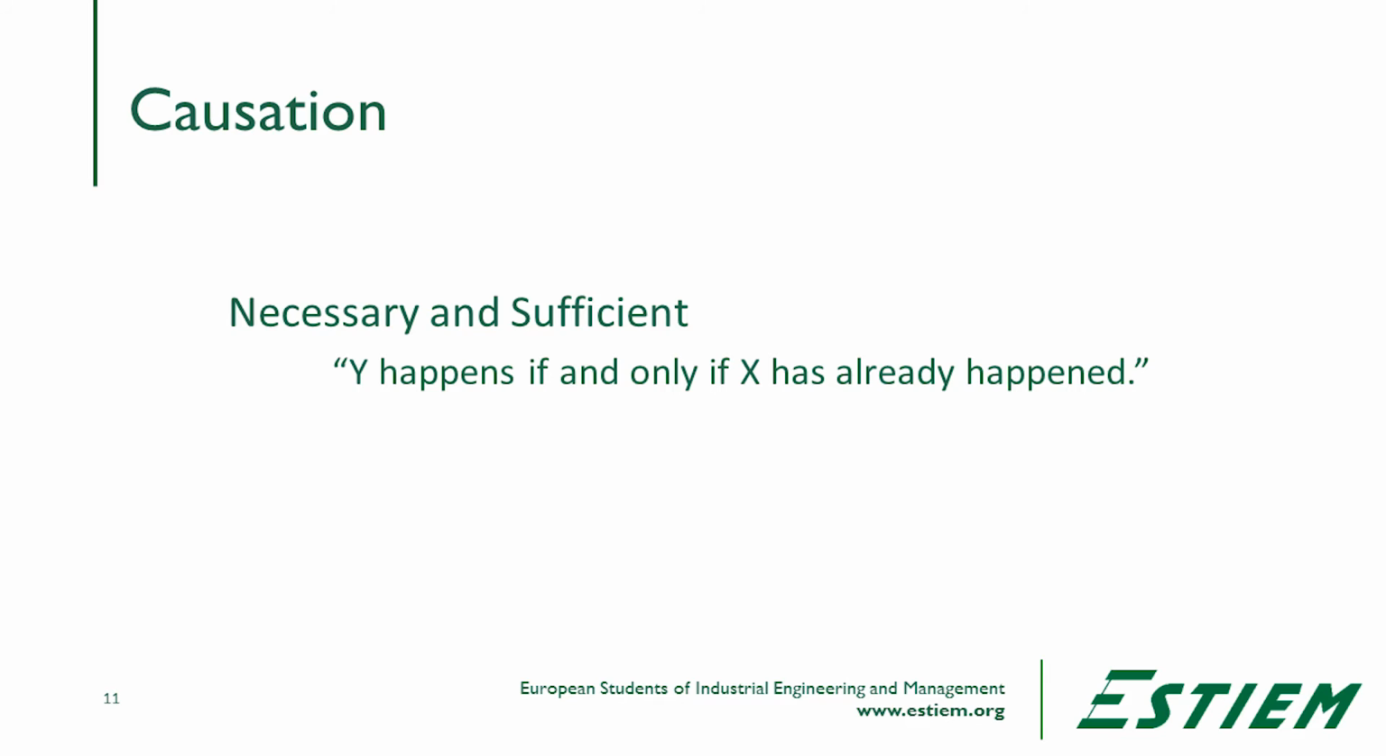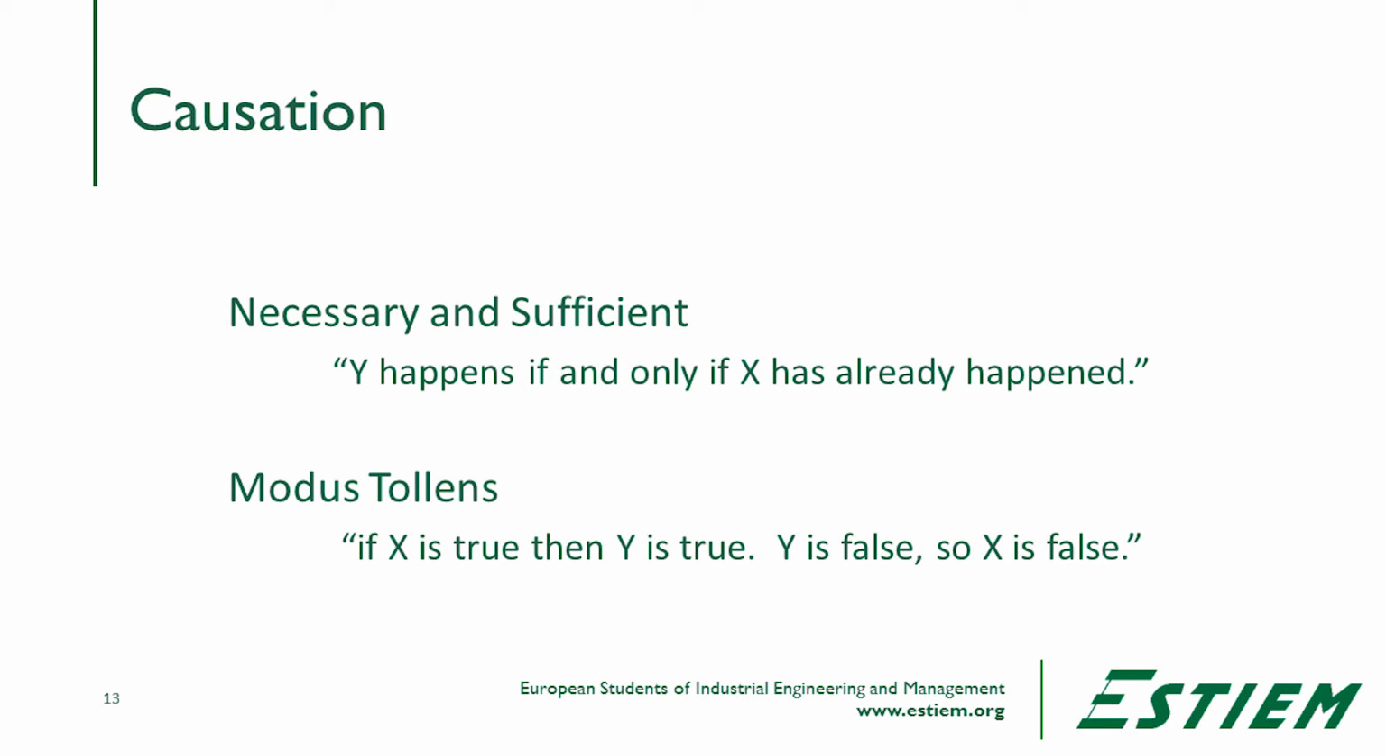When we have both of these happening together, we say it's necessary and sufficient. For a causal condition to be necessary and sufficient, the effect must occur if and only if that cause occurs. So Y happens if and only if X has previously happened. Now, we have to be aware. If we have the statement, if X is true, then Y is true, and then the second statement, Y is false, so X is false, that's the wrong argument, because the inverse of these relationships may not actually work. This is a fault in logic called modus tollens.